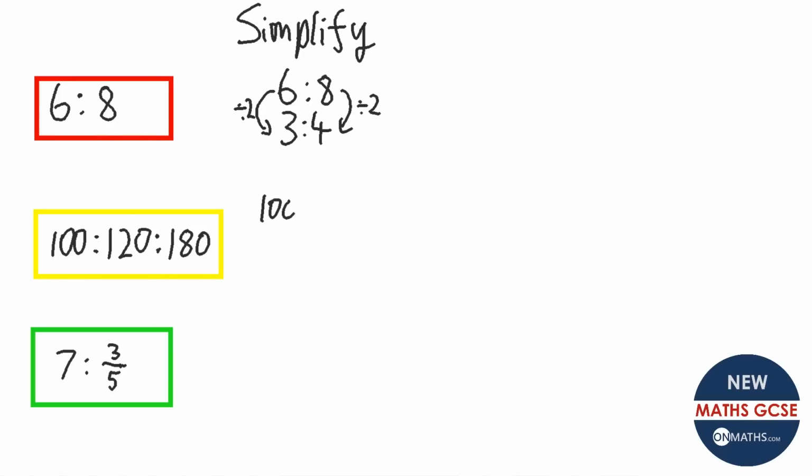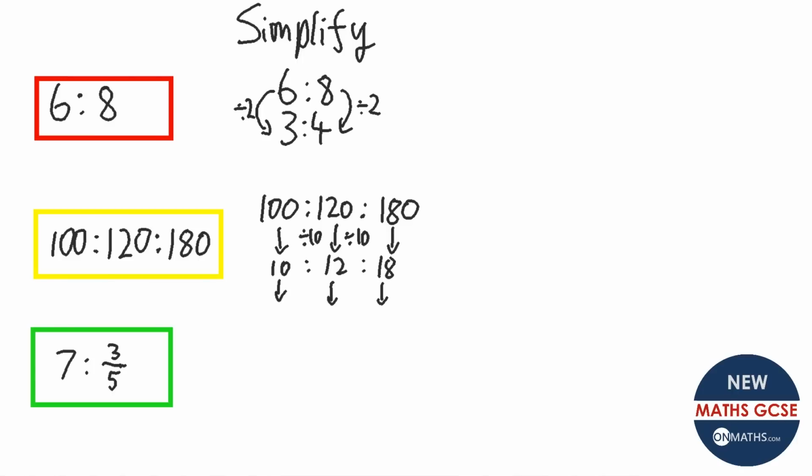Okay, next one is 100 to 120 to 180. So it's a 3-part one. I'm going to do this with arrows, it'll probably be easier. So what can I do with each of those? Well, the first most obvious thing is I can divide them all by 10. Okay, so I'll have 10 to 12 to 18, and then I can also halve them all. So we have 5 to 6 to 9. There's nothing more I can do with 5, 6 and 9.